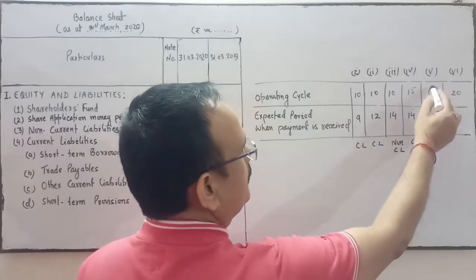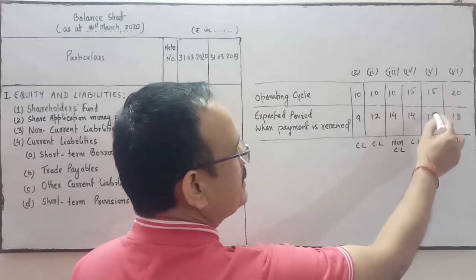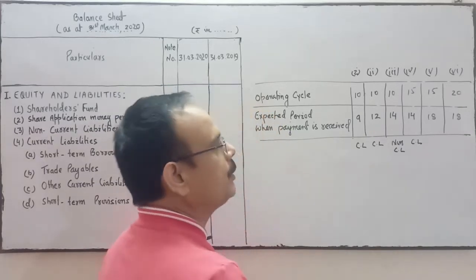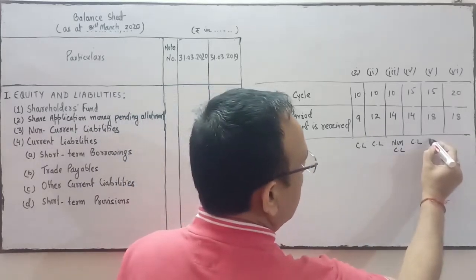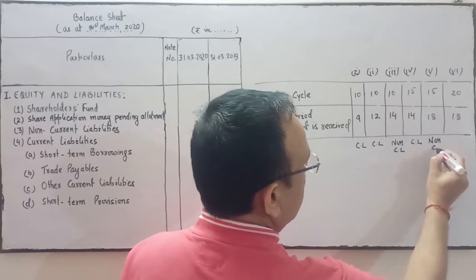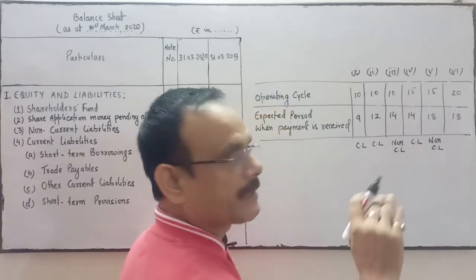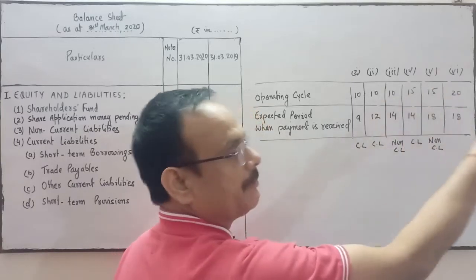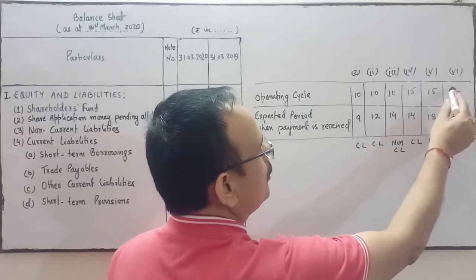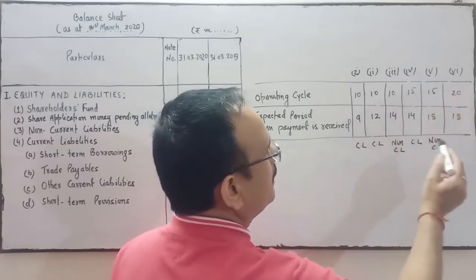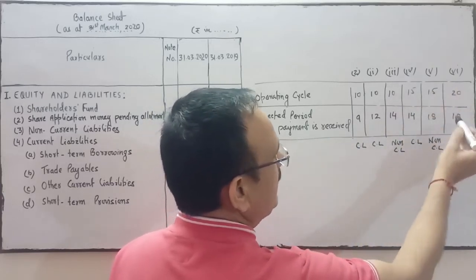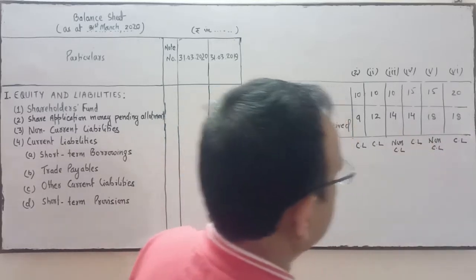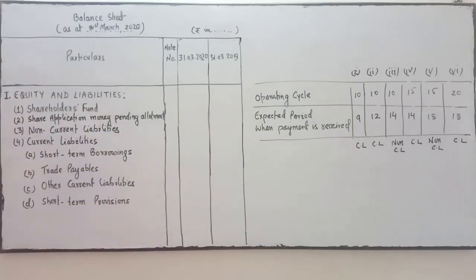Fifth case, operating cycle is 15 and the expected period within which the payment is received is 18. So it's a non-current liability, which is more than 12 months, more than 15, it is exceeding 15 months. Here also, the operating cycle is 20 and expected period of payment is 18. So it is a current liability. Is it clear? Current liability.